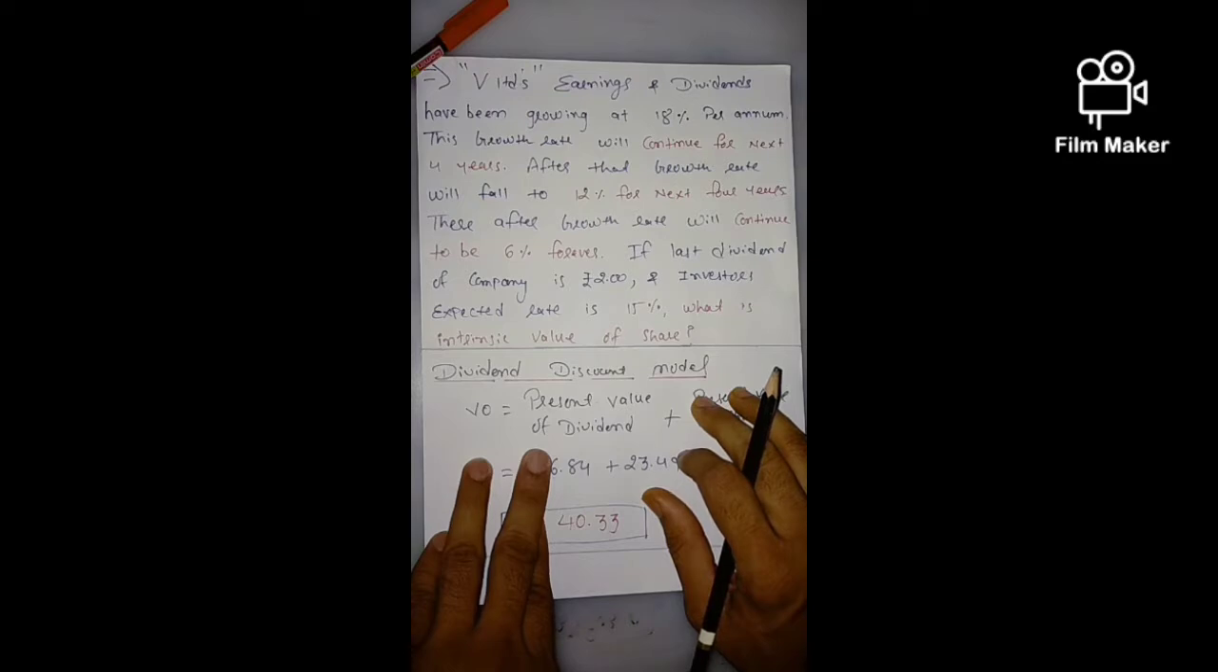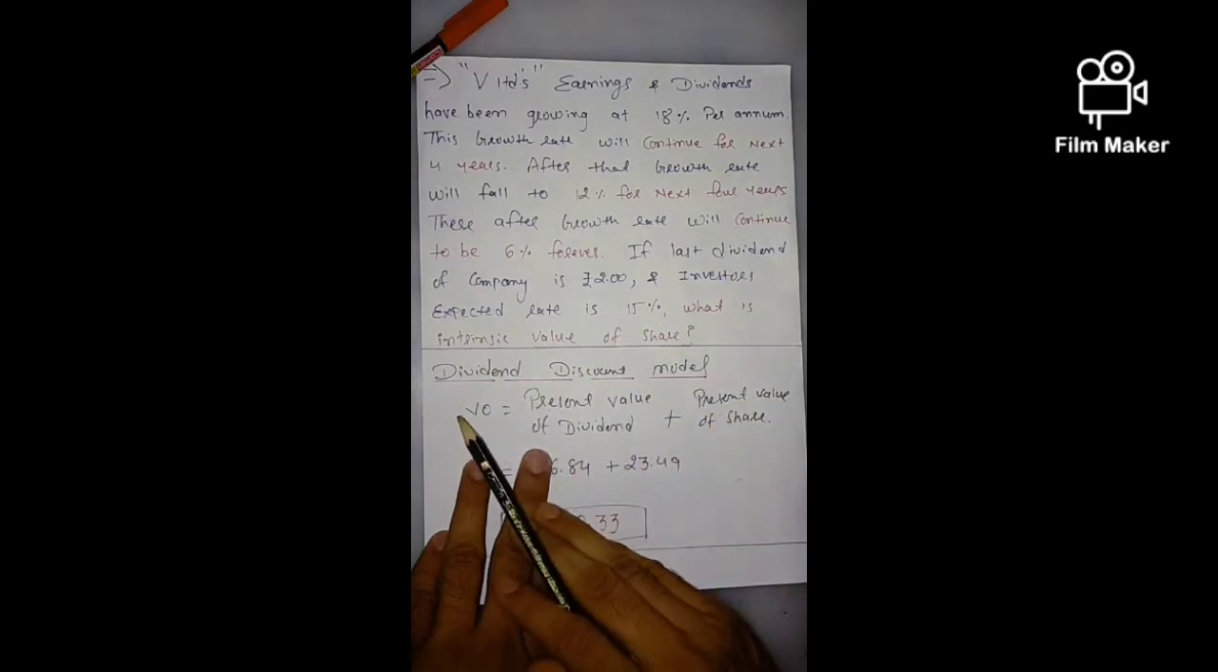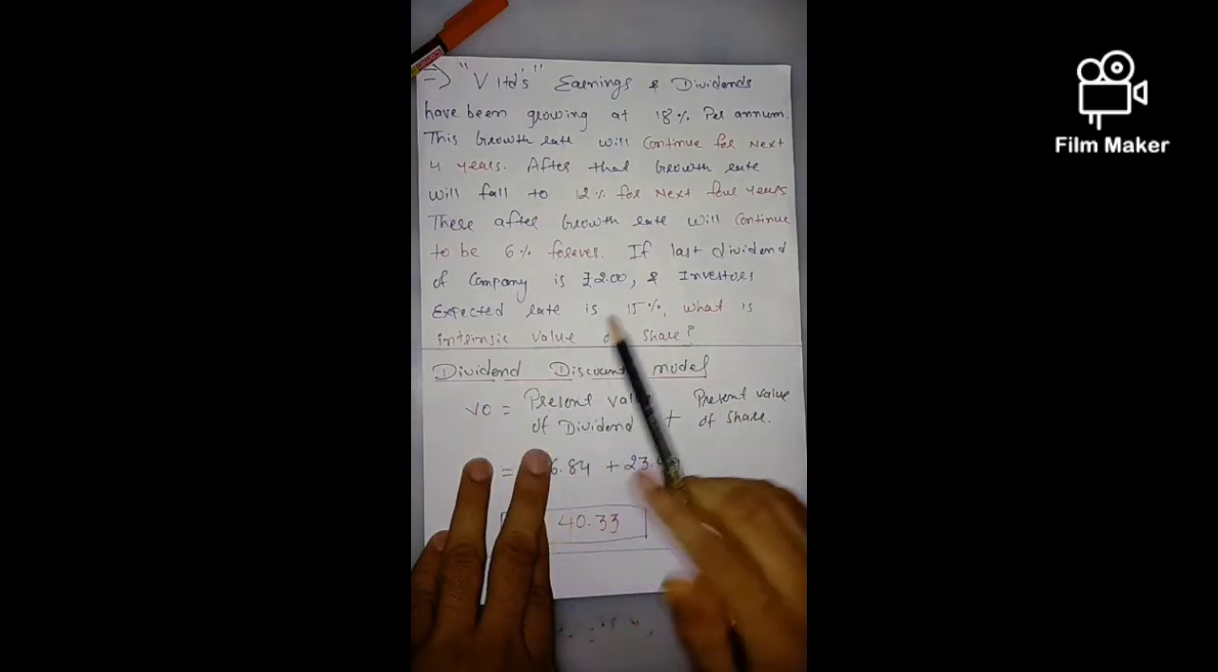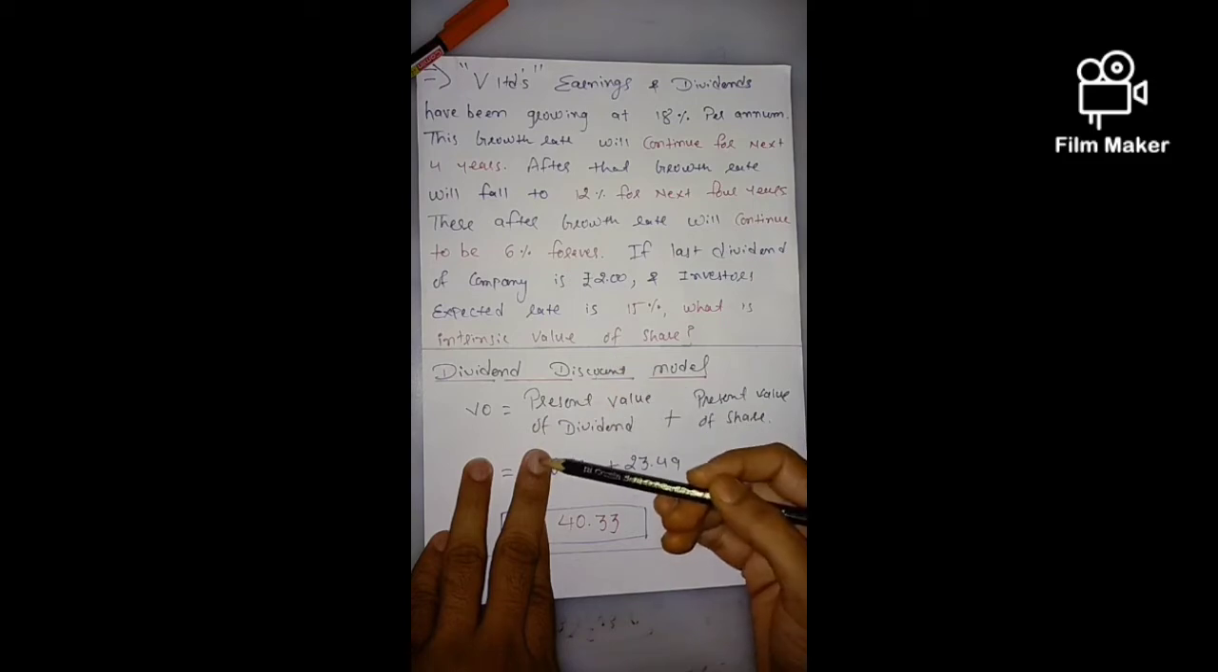In this we will find out the value where we have more than one growth rate, where the company is not growing at a constant rate, but at more than one growth rate. So in this case, how do we find the value of a share? I'm going to discuss the formula also, how to calculate, and what the value of the share is. That means at what price we can purchase the share.